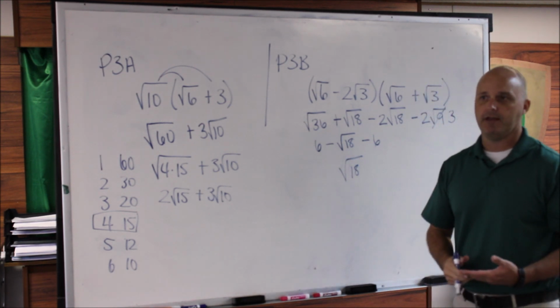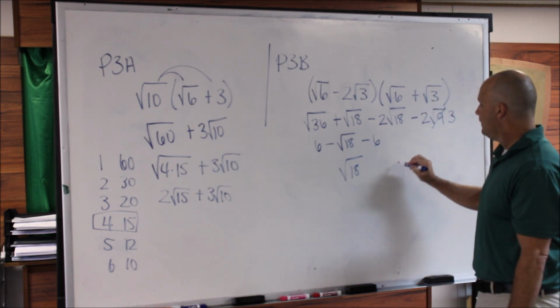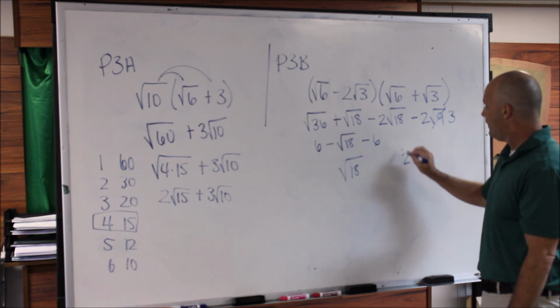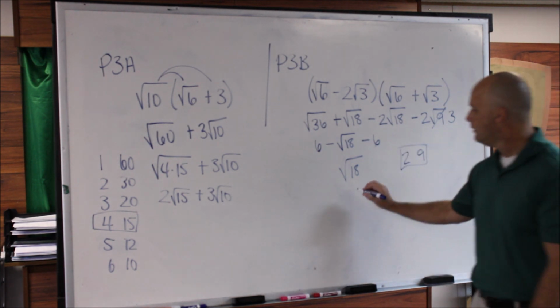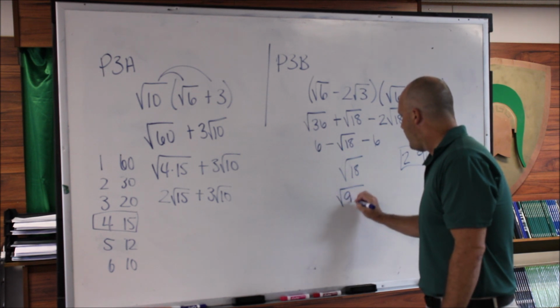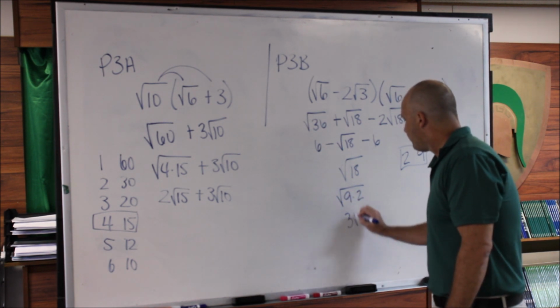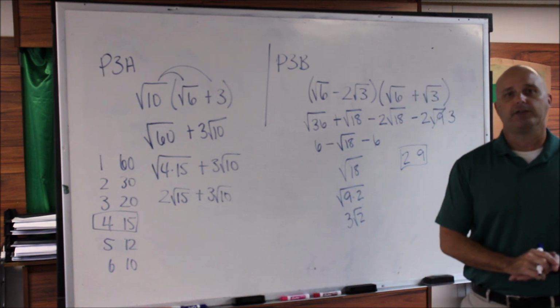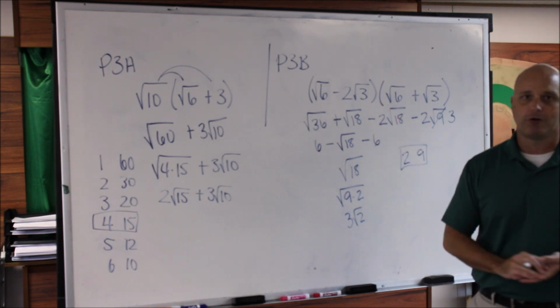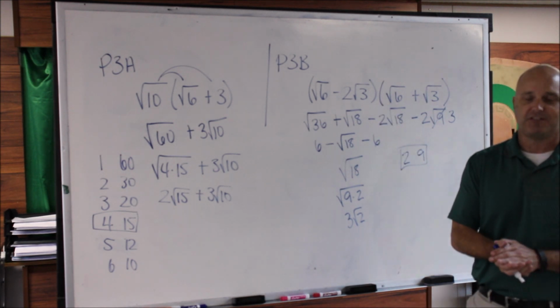So we've got to simplify this. This is going to be 2 and 9 are going to be our perfect square factors. So we get the square root of 9 times 2, or 3 square root of 2. And that's going to be the simplified solution for that set of binomials.